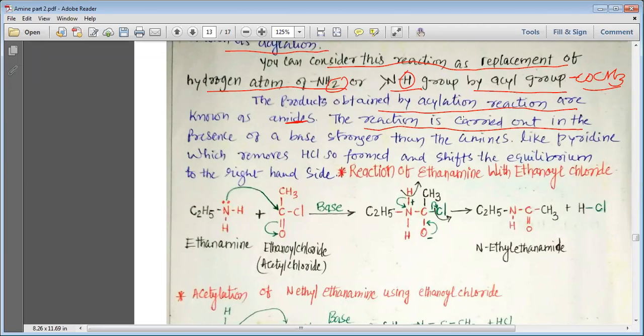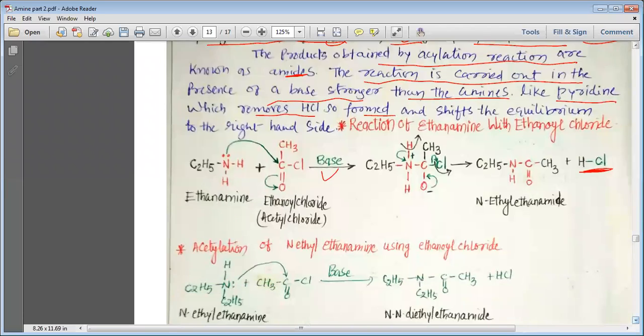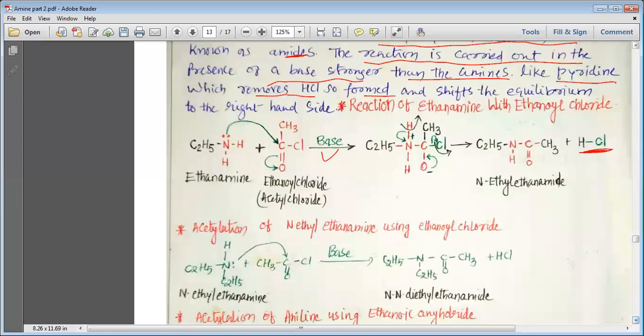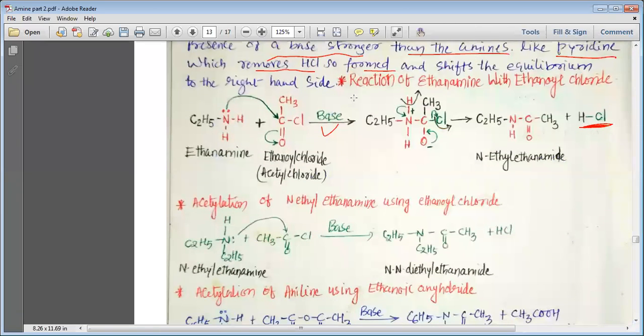The reaction is carried out in the presence of a base stronger than the amine. So the base which we use, which is stronger than the amine, is pyridine, which removes the HCl so formed and shifts the equilibrium towards the right side. This HCl, my dear students, is removed by this base. So remember that this reaction is possible only in the case of primary and secondary amines. Tertiary amine does not give this reaction.